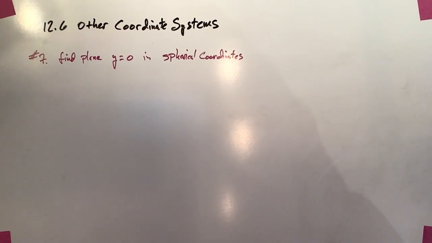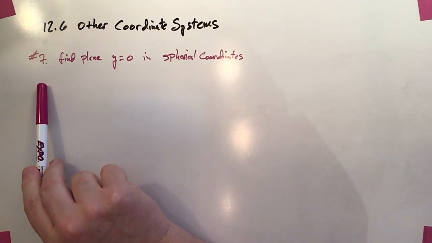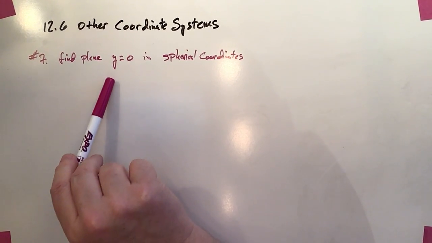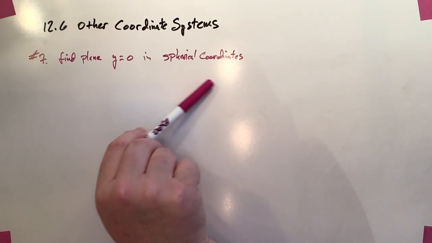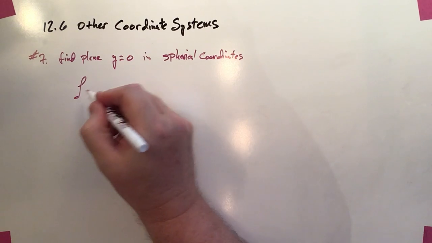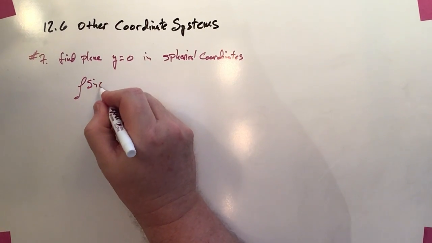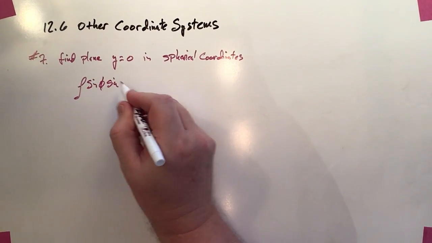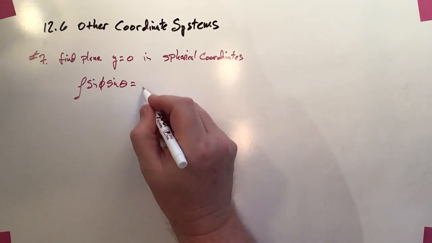Okay, continuing on practice problems in section 12.6, other coordinate systems. Next up is question number 7, which asks, find the plane y equals 0 in spherical coordinates. Well, the conversion for spherical coordinates is that rho sine of phi sine of theta is equal to y.